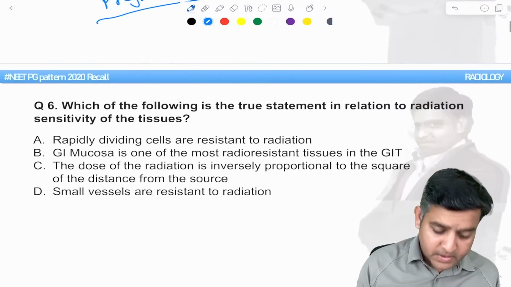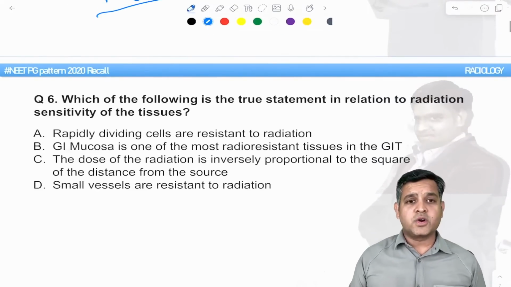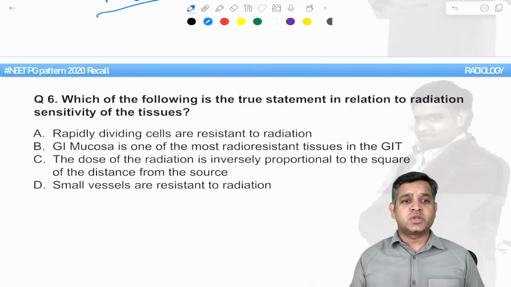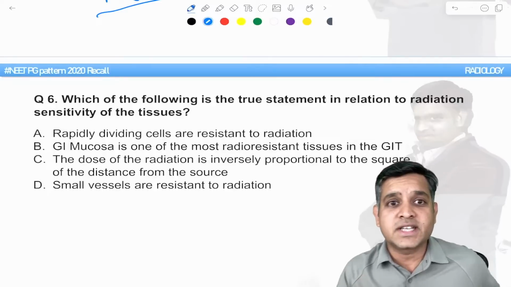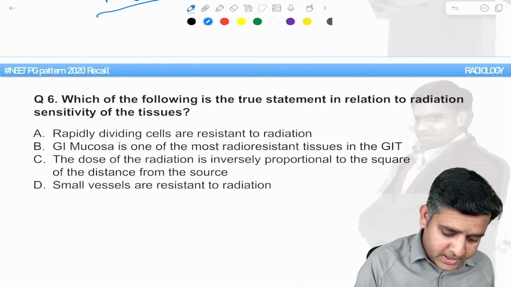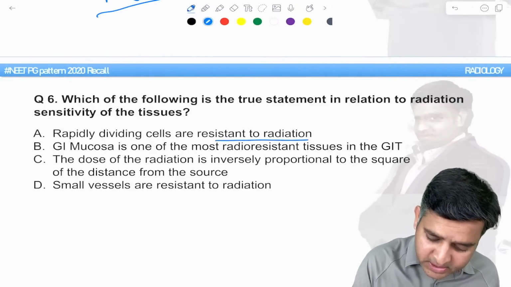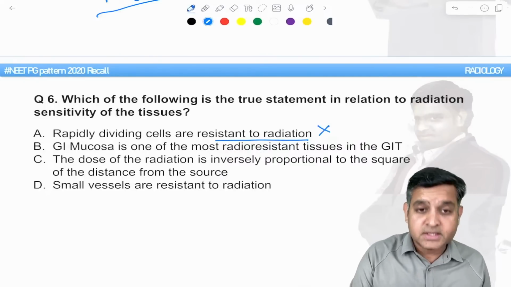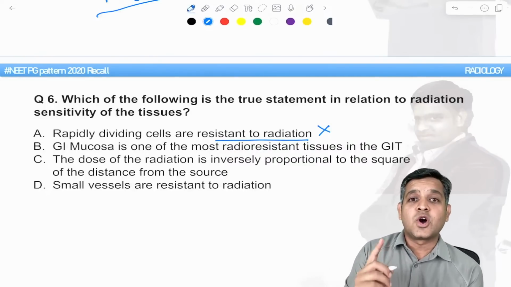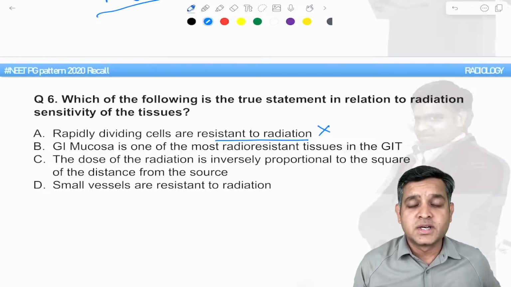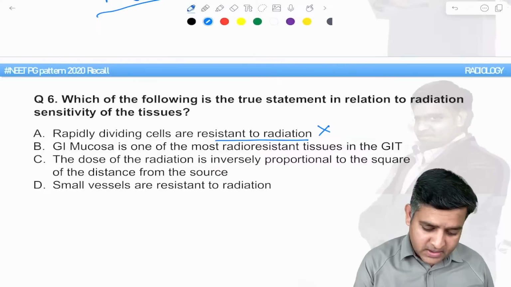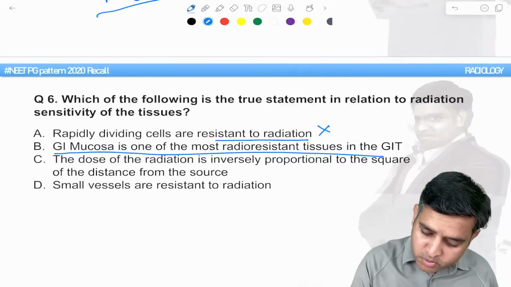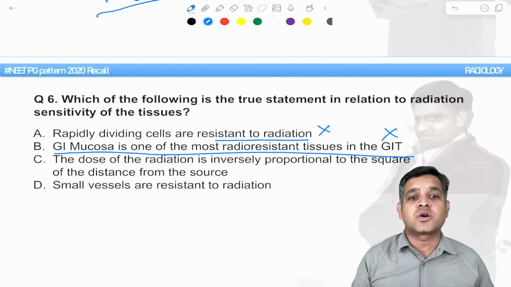Okay. Very interesting question. Which of the following is the true statement in relation to the radiation sensitivity of the tissue? Rapidly dividing cells are resistant to radiation. Please remember, this is wrong. What does the law of Bergonie say? The more dividing the cell, the more sensitive the cell. GI mucosa is one of the most radioresistant tissues. No, that is also wrong.